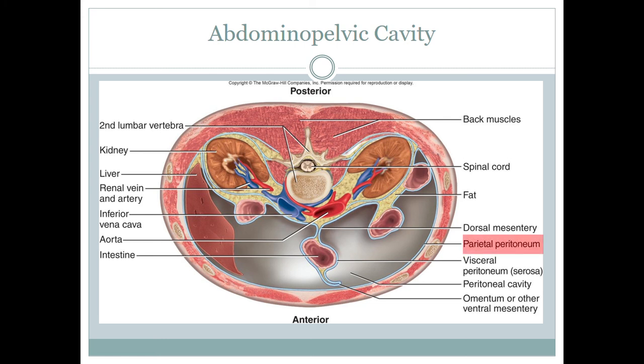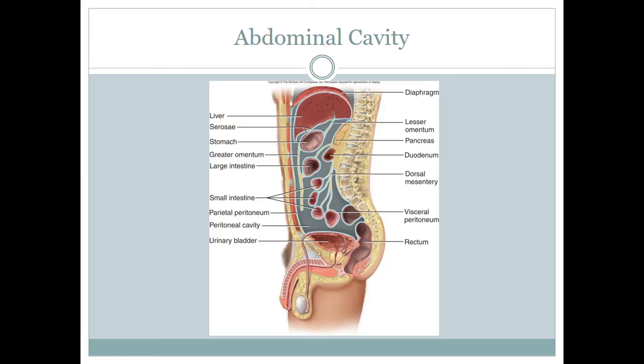So there's the parietal peritoneum, which is lining the inside of the abdominal pelvic cavity. And then here is the visceral peritoneum, which is surrounding one of the loops of the intestines. Most of the small intestines and most of the large intestines are surrounded by visceral peritoneum. And I say most because there are some that are not, and I'll explain that in just a little bit. So this is a mid-sagittal section through the abdominal pelvic cavity.